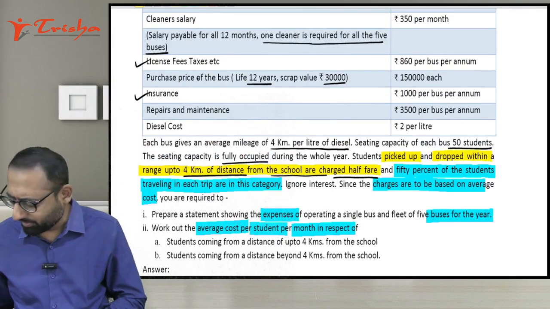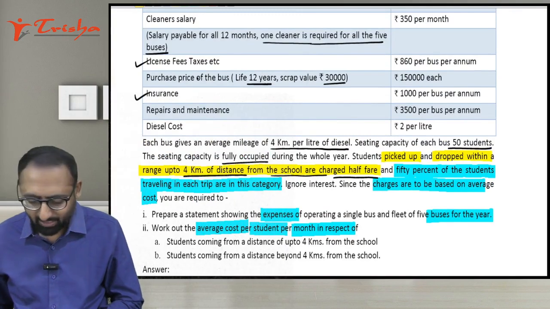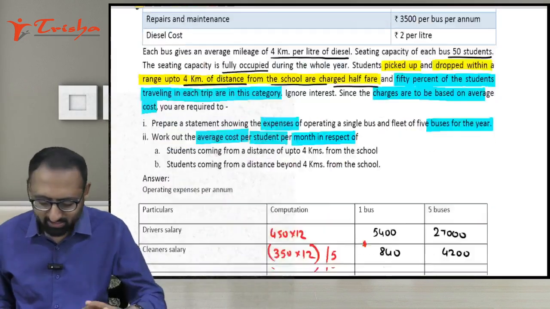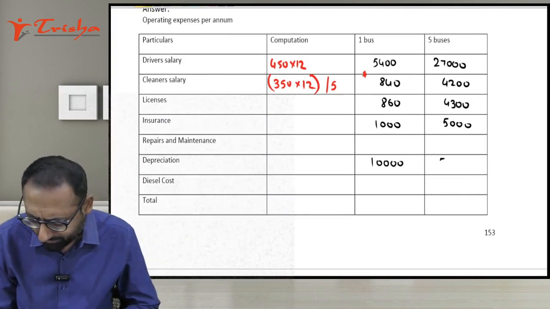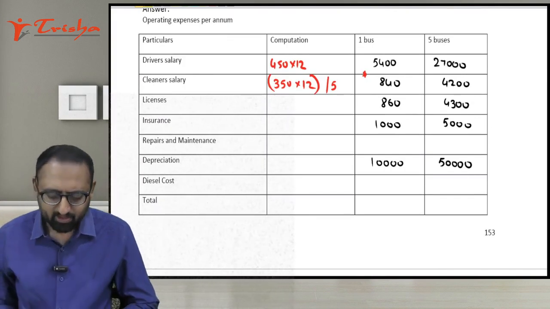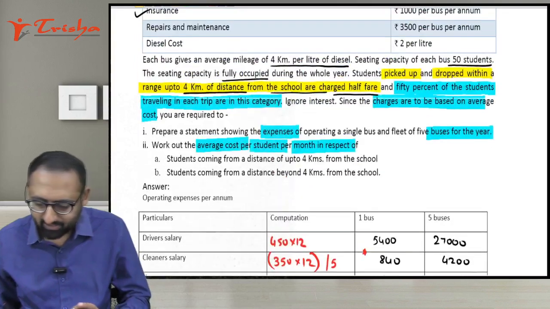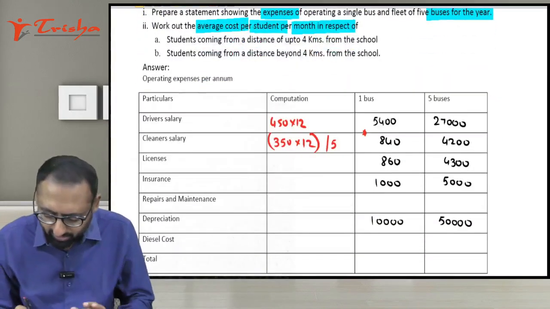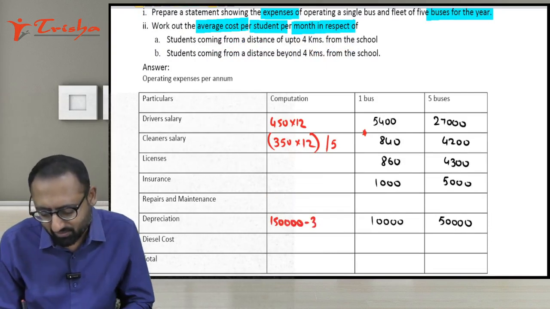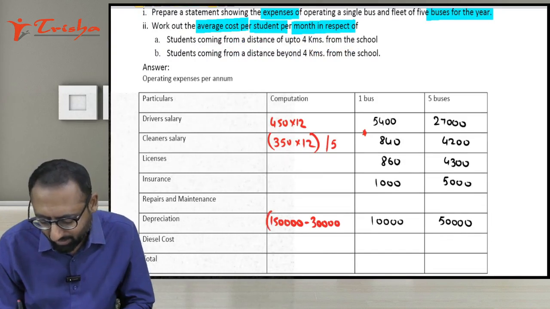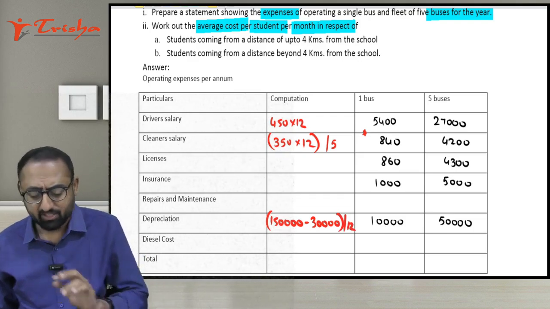Depreciation you can calculate immediately. 1,50,000 is the cost of a bus, minus residual value of 30,000, divided by the life of the bus, which is 12 years. So per annum depreciation for one bus will be 10,000, and for the five buses it will be 50,000. You can show the calculation in the computation part like this: 1,50,000 is your price minus 30,000 is your residual value, divided by 12 years, the life of that vehicle. So 10,000 per bus and 50,000 for the five buses.